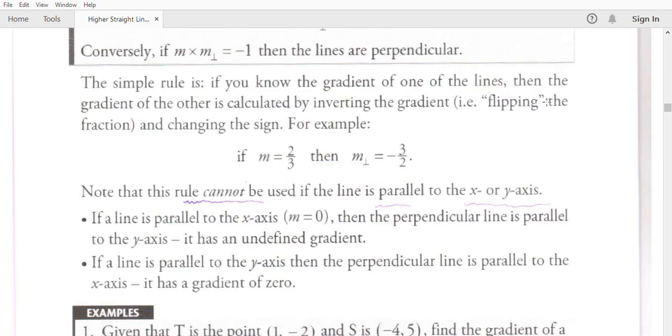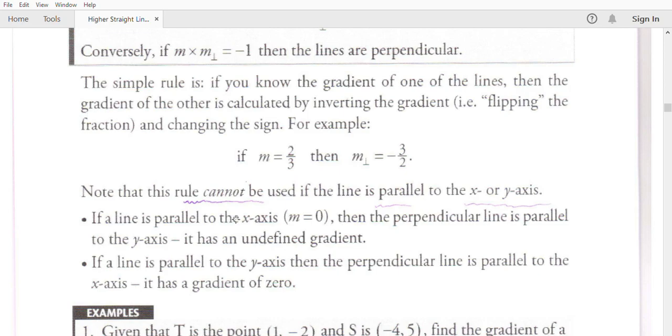Okay, so how do we find a perpendicular gradient? Say we know the gradient of one line is 2/3. We can simply invert that fraction to make it 3/2 and then change the sign. So the perpendicular gradient would be -3/2. Note, I've underlined this: this rule cannot be used if the line is parallel to the x or the y axes.